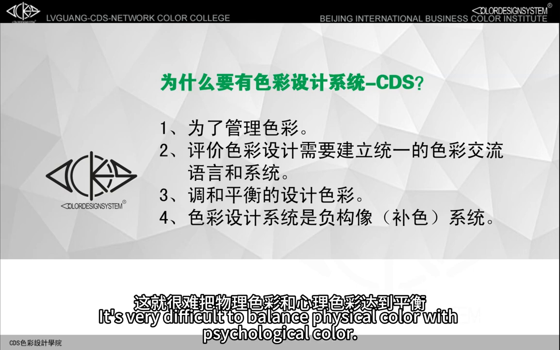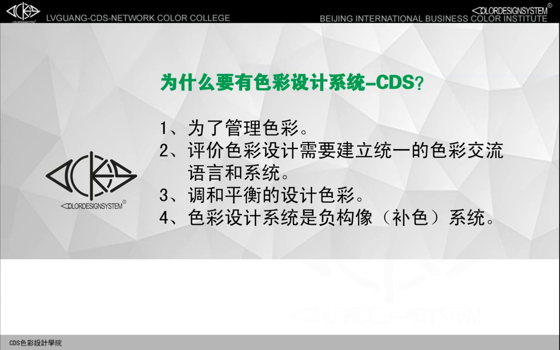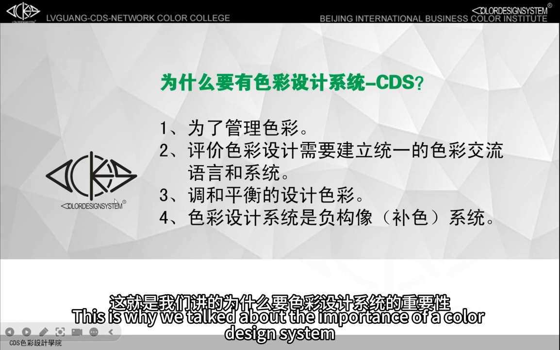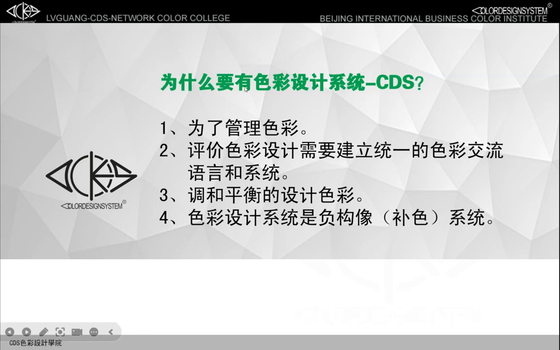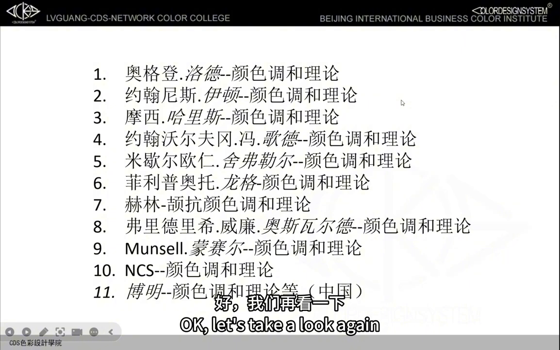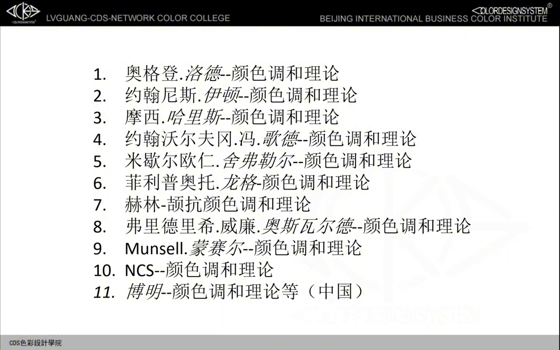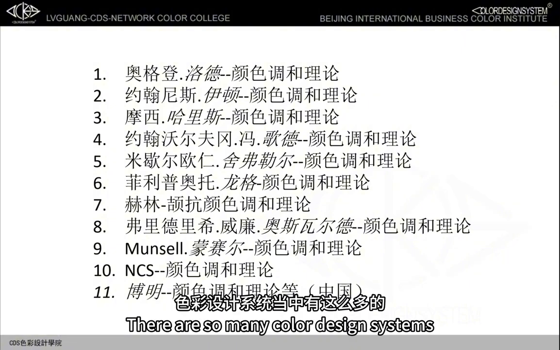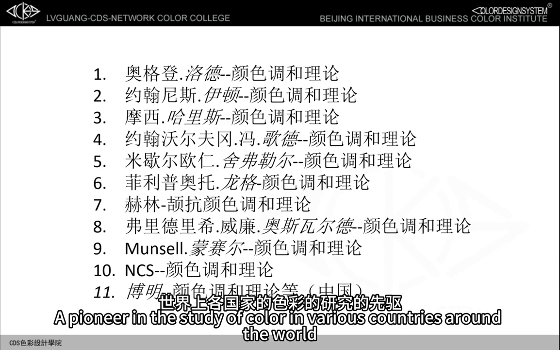It's very difficult to balance physical color with psychological color. This is why we talked about the importance of a color design system. Okay, let's take a look again. There are so many color design systems, from pioneers in the study of color in various countries around the world.